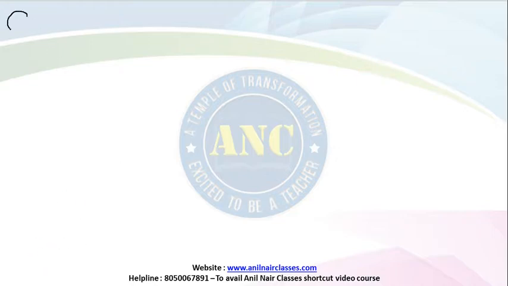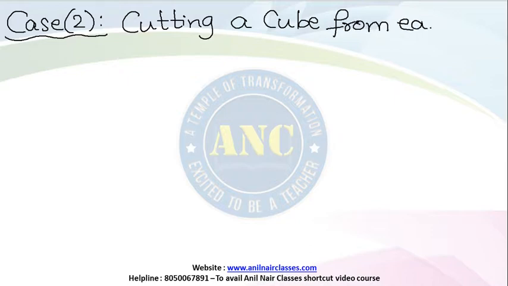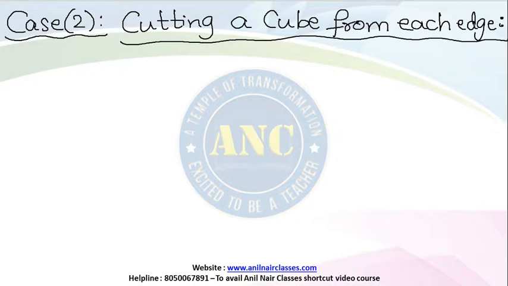Case 2. Now we already learnt how to cut a small cube from each vertex. Now let us concentrate on cutting a cube from each edge, right? We will also see what happens if we cut a cube from each of the edges. We already have seen in case 1 what happens if we cut a cube from each of the vertices. There is no loss, there is no change in fact. So if it is cutting from each of the edges, what will happen? That is what we are going to learn right now.